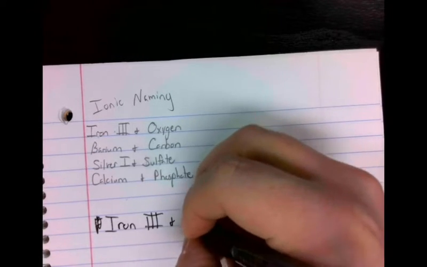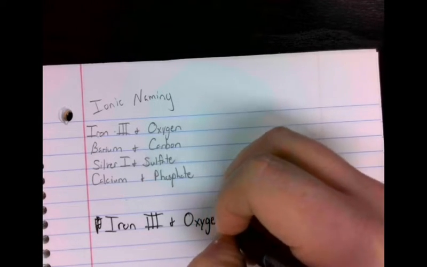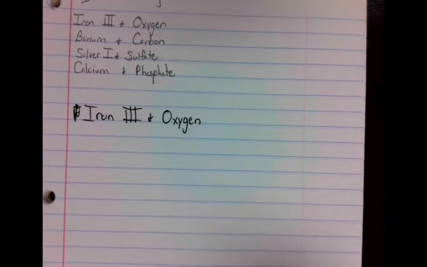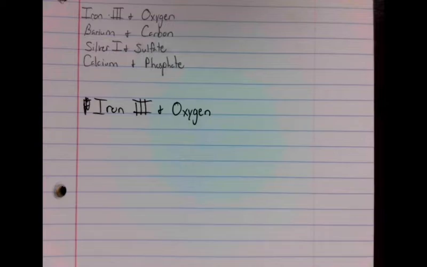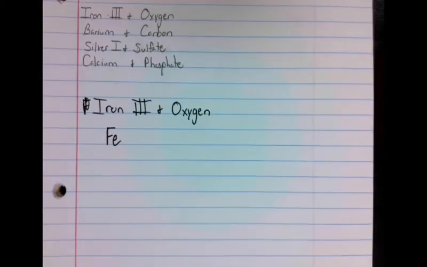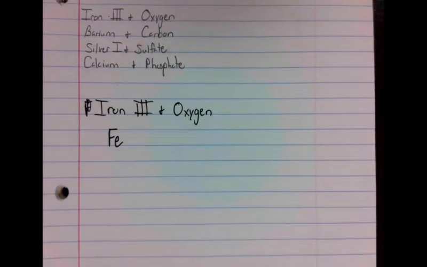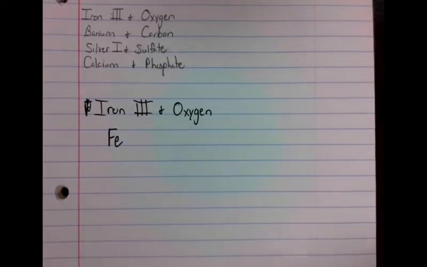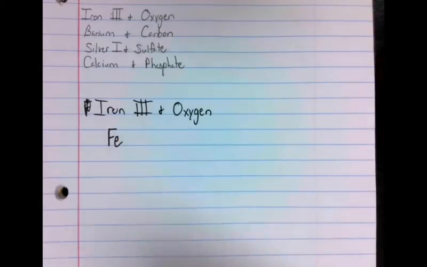3 and oxygen. Your first step is to figure out, well, what is iron 3? So iron is Fe. We know that from our periodic table. It is right here if you're having trouble finding it. So iron is Fe, and then this is a Roman numeral 3.